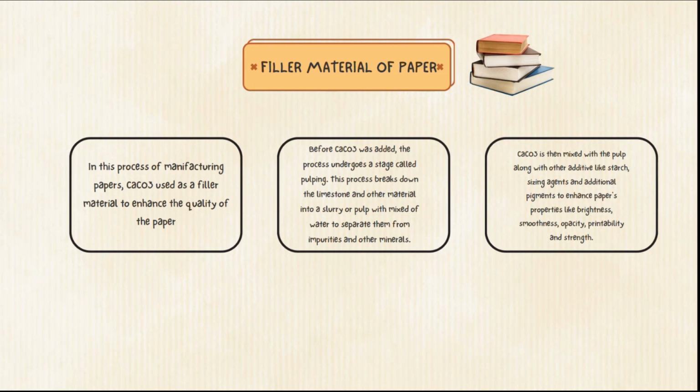Calcium carbonate is then mixed with the pulp along with other additives like starch, sizing agents, and additional pigments to enhance the paper's properties like brightness, smoothness, opacity, printability, and strength. So in this case, calcium carbonate is used as a filler material because it has a good composition to make things better. So I think that's all for the real-world applications.